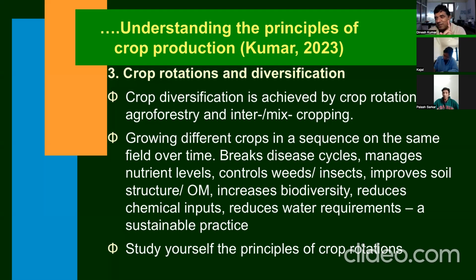Field is fixed. And now we are making a rotation for 2 years. I said rice, wheat, and then maize, mustard. So that means in a particular field, we will take 4 crops in 2 years.